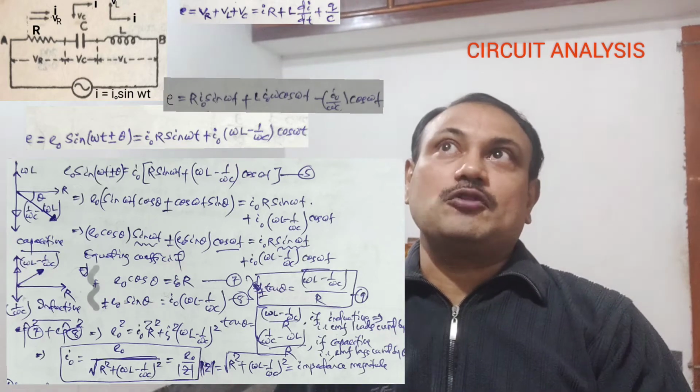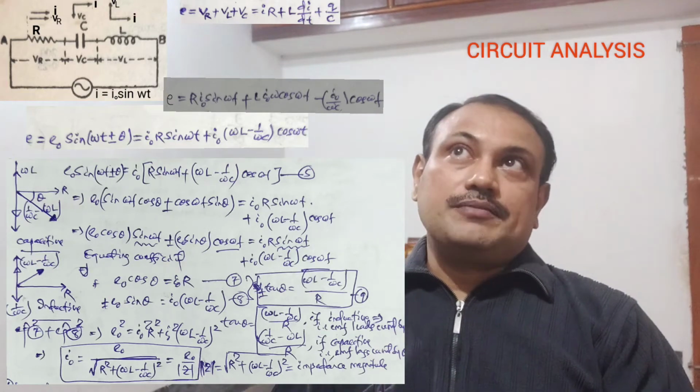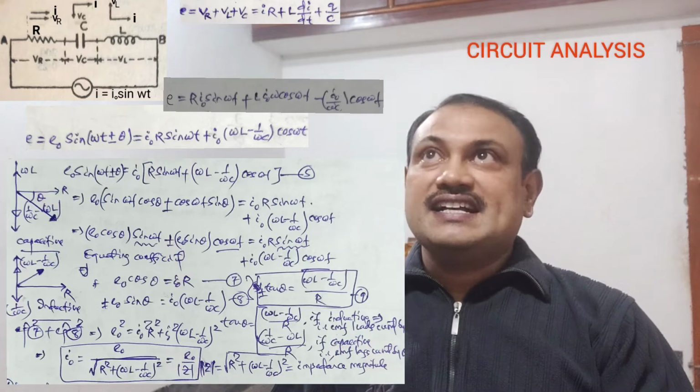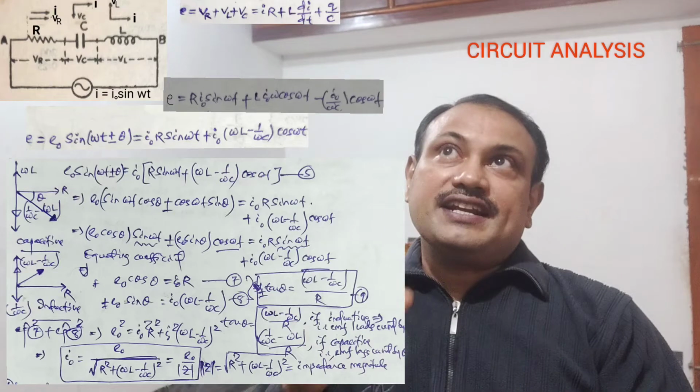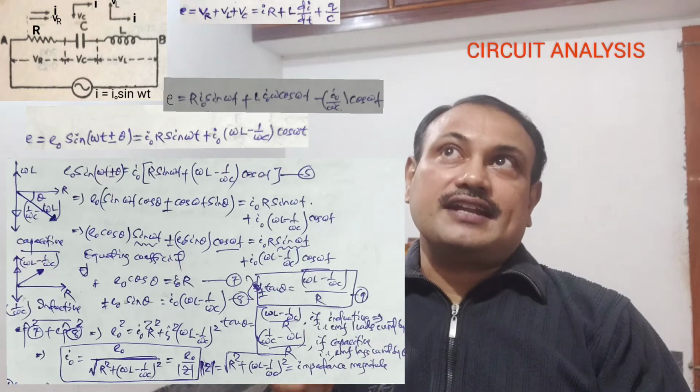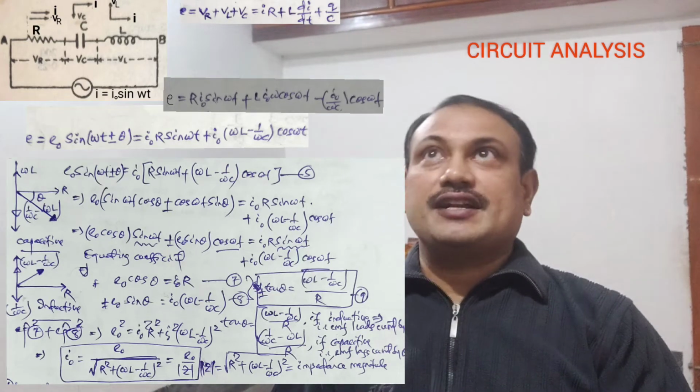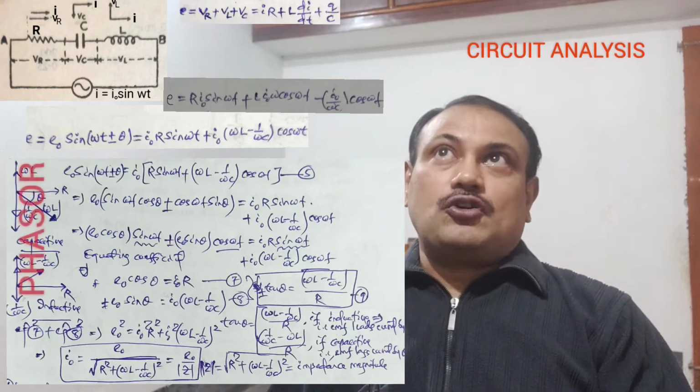Dividing, we get tan theta equals plus or minus within bracket omega L minus 1 upon omega C whole upon R. If it is an inductive circuit, then tan theta is plus, and tan theta is minus for a capacitive circuit, and we can show it in a phasor diagram also.